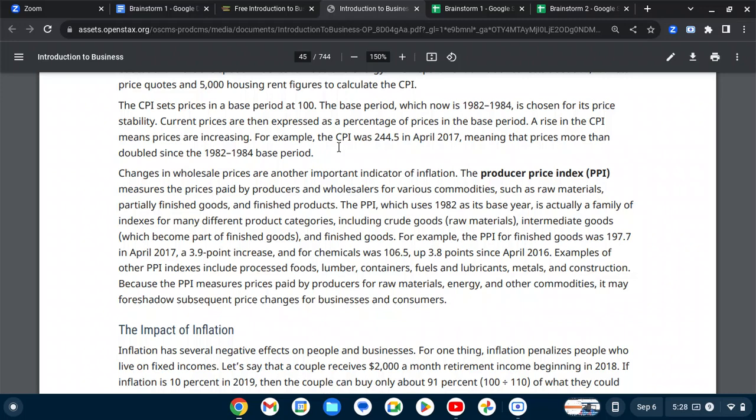For example, the PPI for finished goods was 197.7 in April 2017, a 3.9-point increase, and for chemicals was 106.5, up 3.8 points since April 2016. Examples of other PPI indexes include processed foods, lumber, containers, fuels and lubricants, metals, and construction. Because the PPI measures prices paid by producers for raw materials, energy, and other commodities, it may foreshadow subsequent price changes for businesses and consumers.